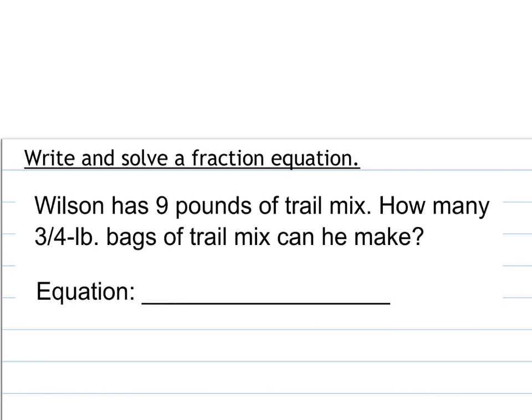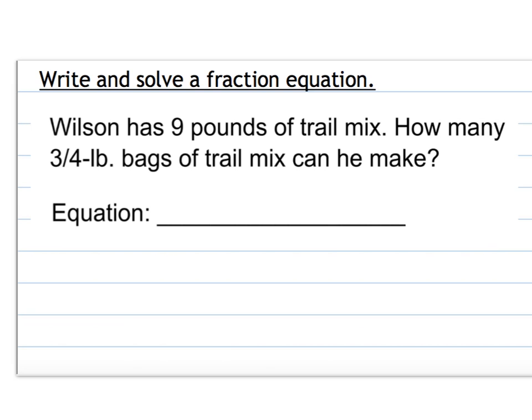So, ladies and gentlemen, one last little word problem just to make sure we can practice, and then we're done. Wilson has 9 pounds of trail mix. How many 3/4 pound bags of trail mix can he make? So notice that we have a total, and we want to break it up into small amounts of bags. So how would we write an equation for this? So you think we have a total of 9, so we're thinking 3/4 times how many bags will give me 9 pounds?